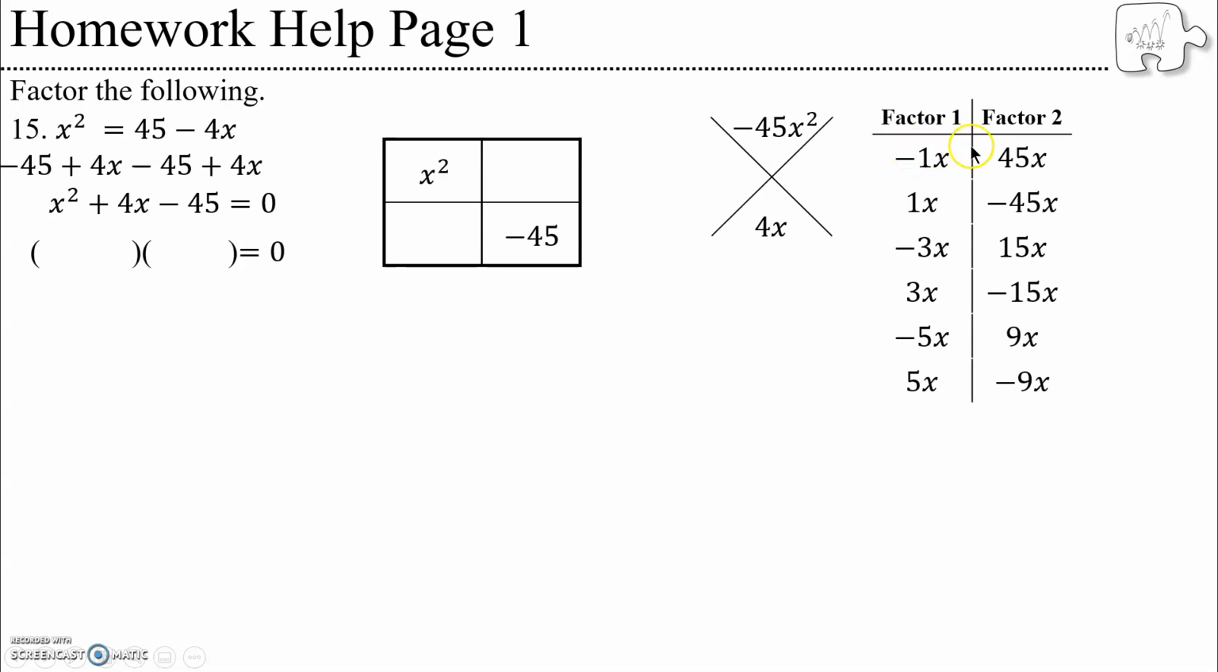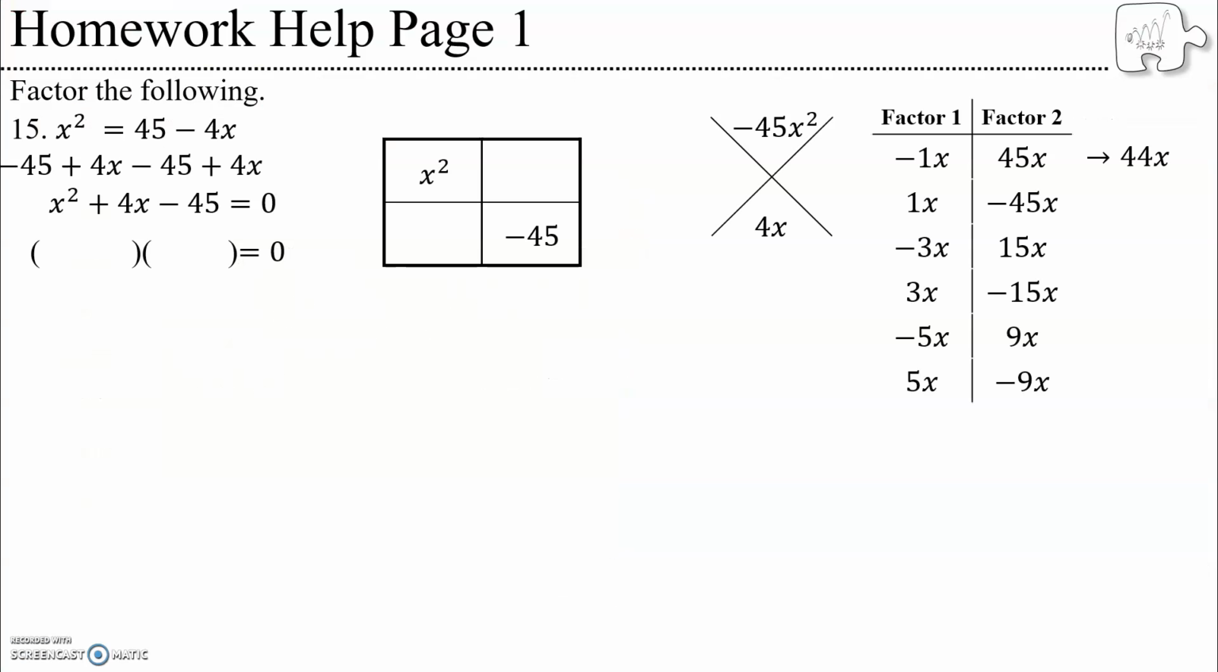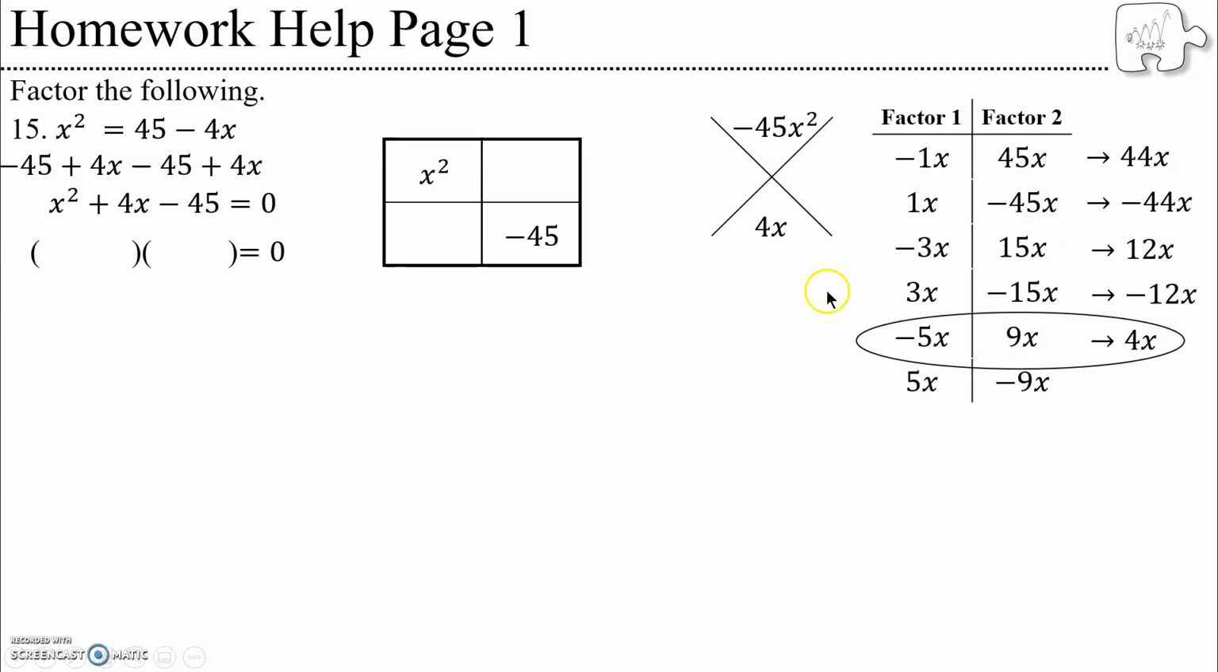Right? Is it negative 1x and 45x? Nope, because that's 44x. Right, switch it up, we get negative 44x. Negative 3x and 15x gives us 12x, right? Not what we want. We switch up the negatives, so we get negative 12x. Negative 5x and 9x gives us 4x. That's what we wanted. So we could fill it in with negative 5x and 9x.